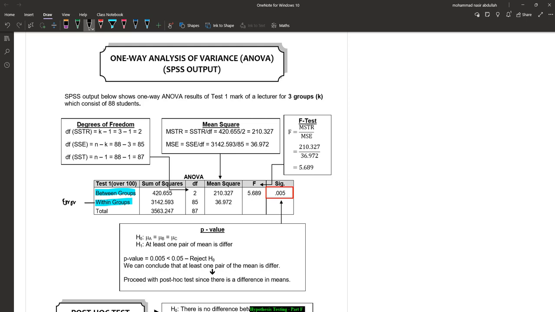Right, this is the sum of square. This is the degree of freedom, right? Degree of freedom senang saja. This is k minus 1. This is capital N minus k. This is capital N minus 1. And the mean square, just divide the sum of square by the degree of freedom. Sum of square divided by degree of freedom dapat mean square. The F value is the mean square treatment divided by the mean square error, right?